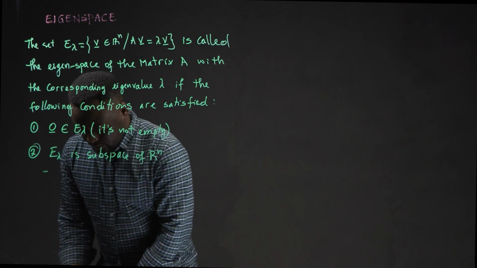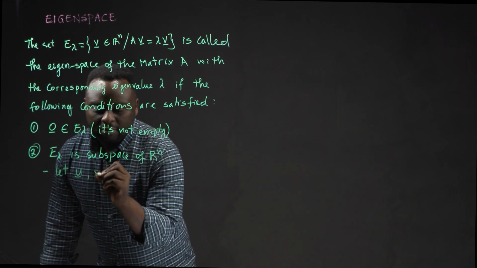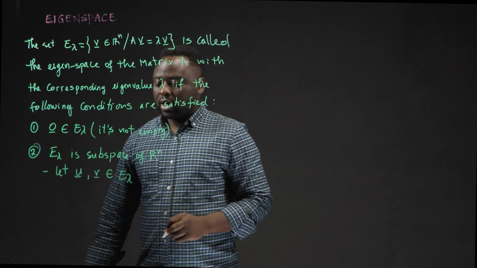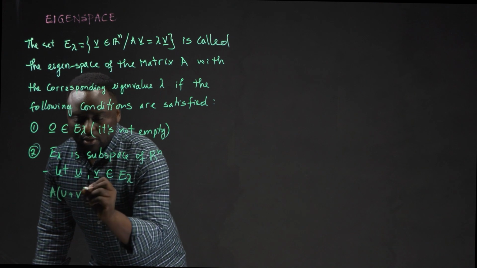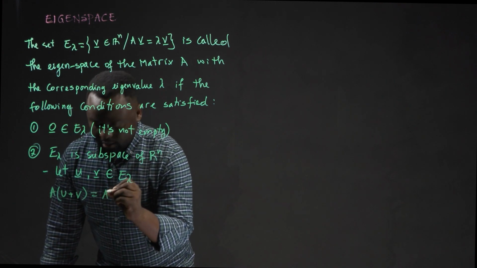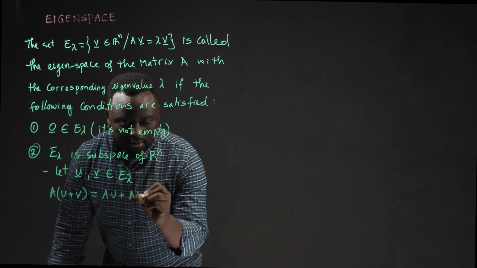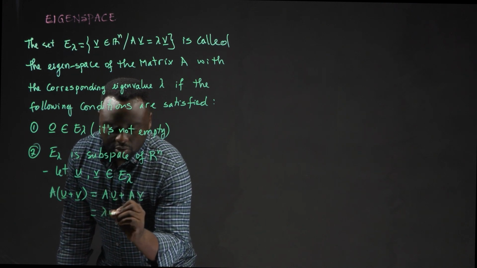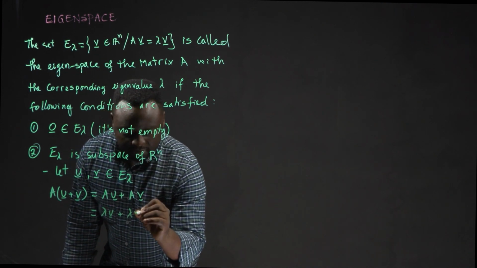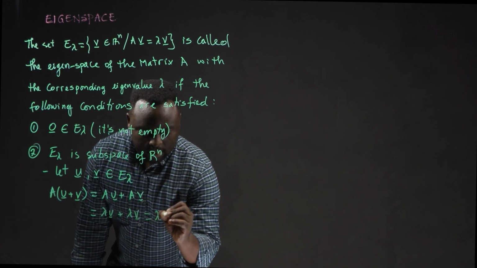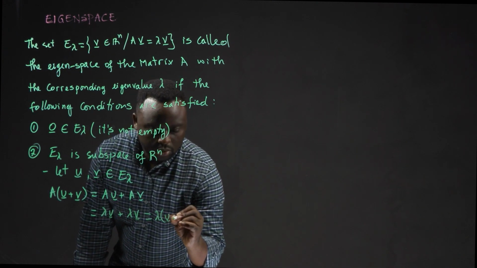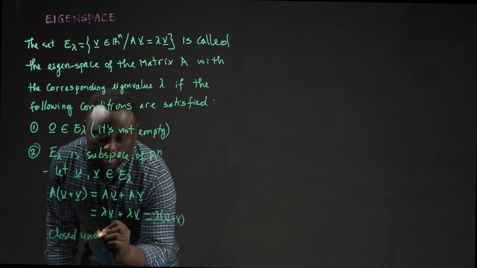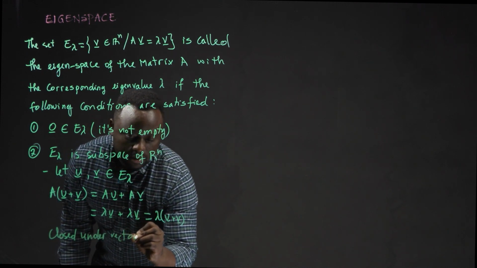So for the vector addition, we let U and V be two vectors in E lambda. Okay, we want to show that A(U plus V) is equal to AU plus AV. This is equal to lambda U plus lambda V. This is lambda bracket U plus V. Then conclusion, this is closed under vector addition.